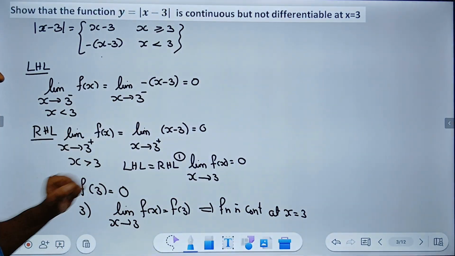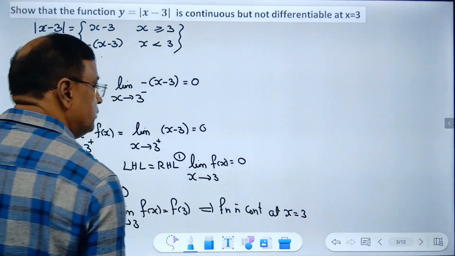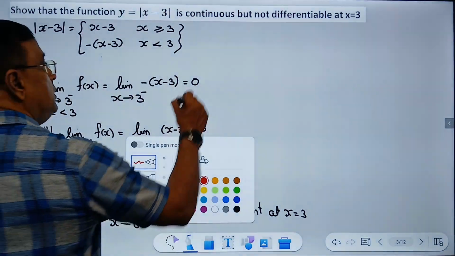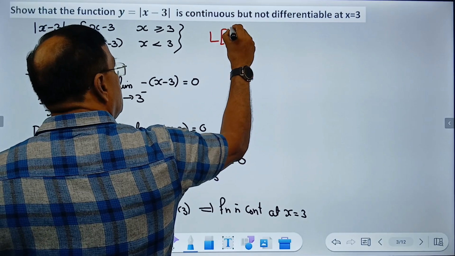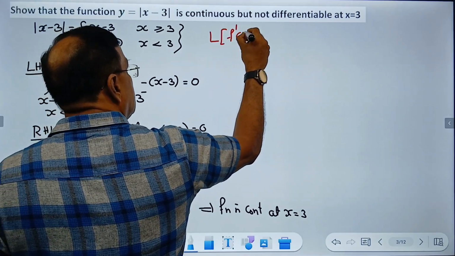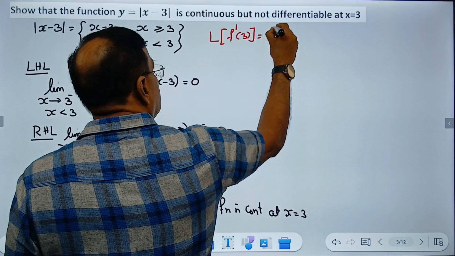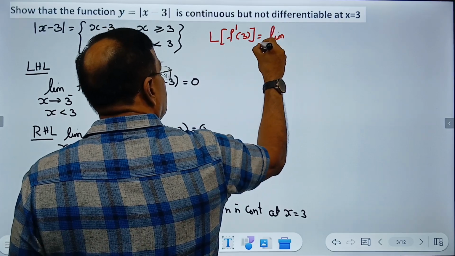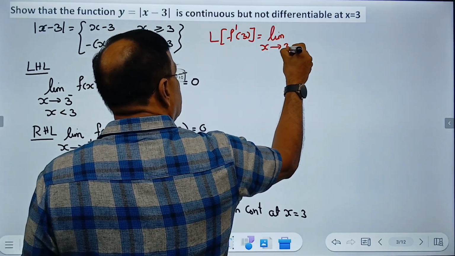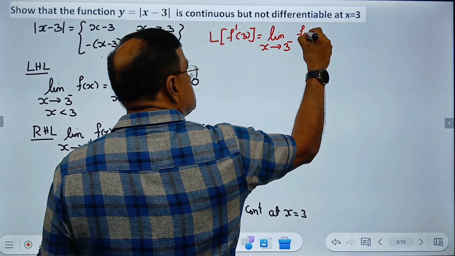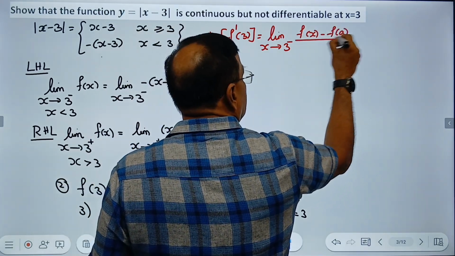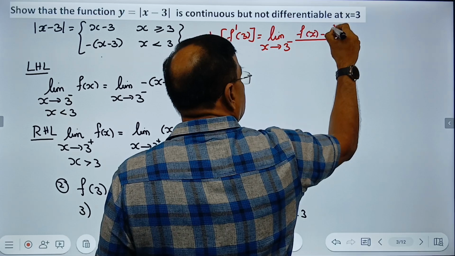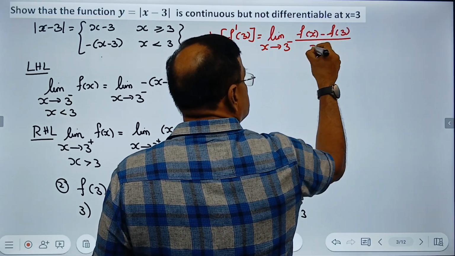Okay. Now I have to talk about differentiable. How do I do differentiable? So let's go to left hand derivative. I want to find left hand derivative of the function at 3. So what is that? Limit x approaches to 3 minus f of x minus f of a by, here it is f of 3 by x minus 3.